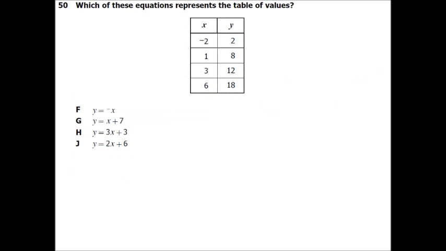Right, which of these equations represents the table of values? So let's go ahead and check it out. So if you put negative 2 in for this one, you would have y equals negative x. So if you went negative 2, you would put negative 2 in here and get a positive 2. If you put 1 in, you would get a negative 1. So that didn't work. So we can move on to my next one. y equals x plus 7. So negative 2 plus 7 is 5. So that didn't work. We'll move on to the next one.